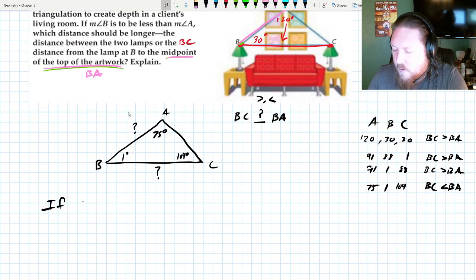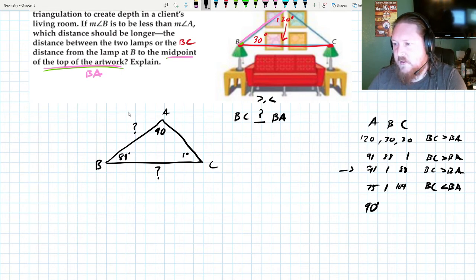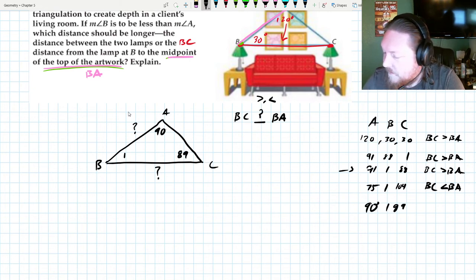I should do one more where I'll make angle A a right angle. Let's make it 90 degrees. So if it's 89, then this has to be 1. It's still the same scenario as this case over here, where BC is bigger. But if I make this 1, this at most can get up to 89, which is still going to be smaller than 90. So I'll do this one here. That's the most extreme, 1 and 89. And BC is greater than BA.